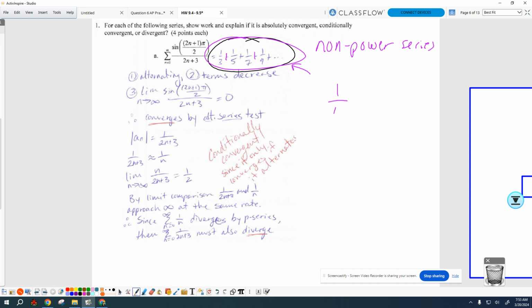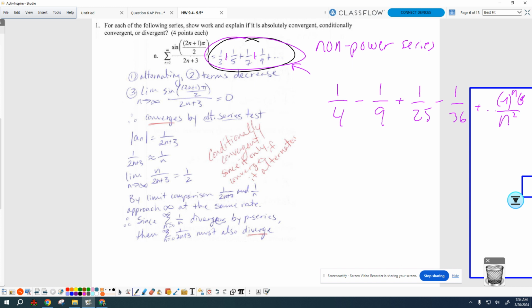If I had this, terms get smaller and smaller, it alternates, and the last term goes to 0. If I did the absolute value of it, it would also converge because this is 1 over n squared, and that converges by p series. So sometimes you can converge by alternating series, but also something else that we knew before.